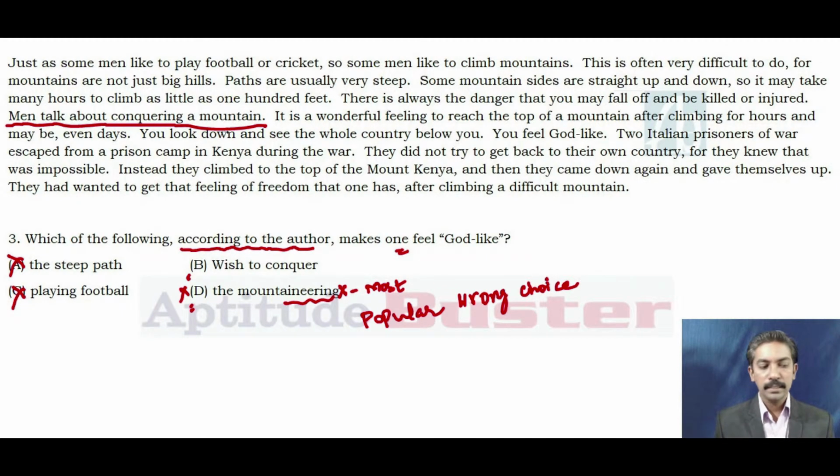If that's the case, the author could have used the words, men talk about climbing a mountain. Why does he talk about conquering a mountain? Because it's not about climbing the mountain, it is a feeling that one gets. This word serves as a major clue for this question, and the right choice is option B. According to the author, the wish to conquer makes one feel godlike.